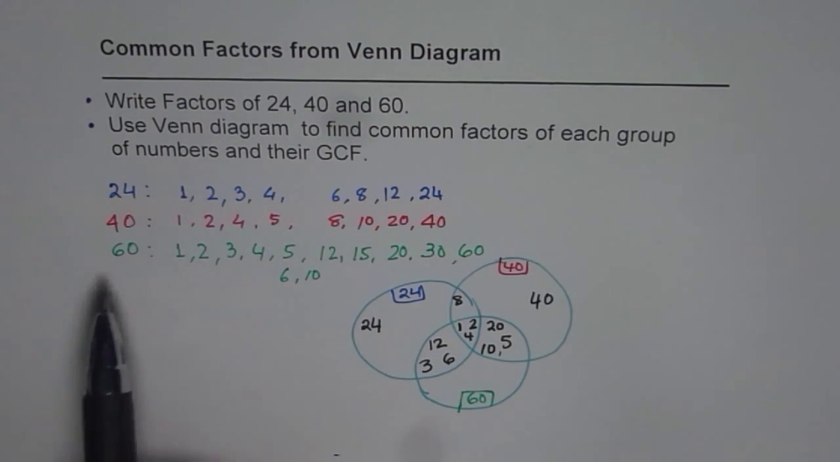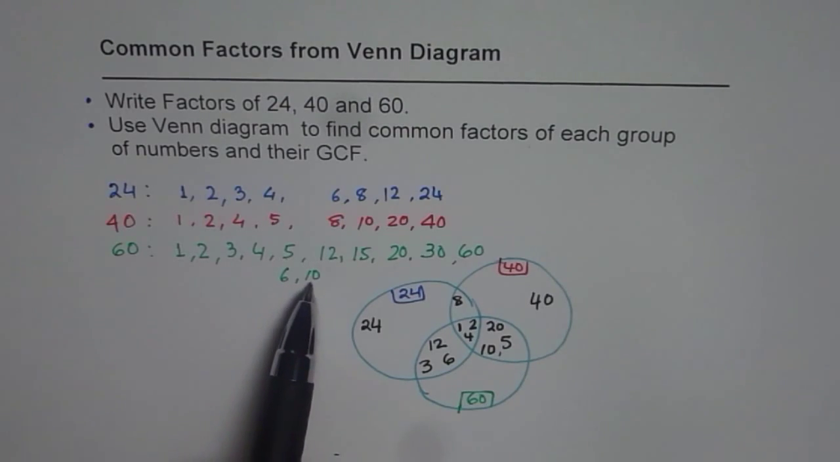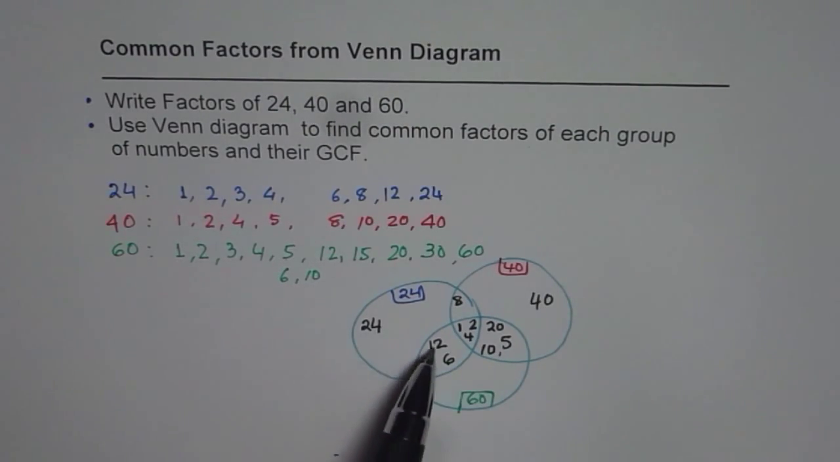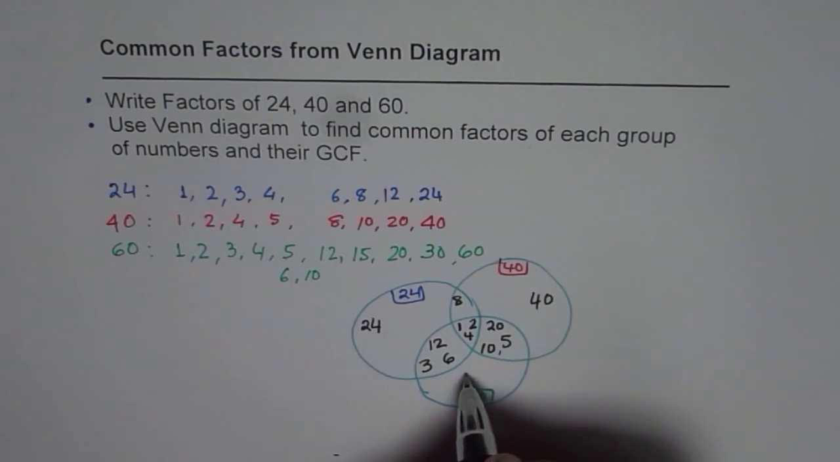Then we have 60. 1, 2, 3, 4, 5, 6. We have already covered these numbers, just checking. 12 is also there. 15. 15 we didn't cover, right? So 15 comes here with 60.